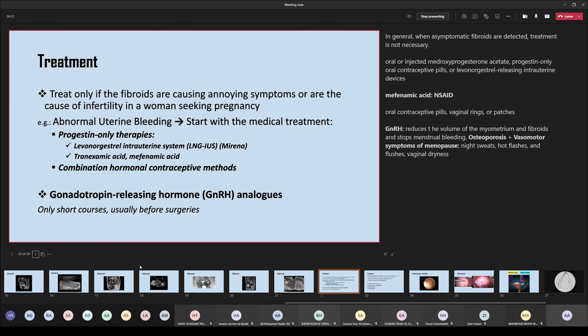So in this case, we start with medical treatment. We start with progesterone-only therapies. We start with progesterone oral contraceptives. We can also insert an intrauterine system, the levonorgestrel intrauterine system, because it releases progesterone. Other medications are also for the symptom itself. Again, tranexamic acid and mefenamic acid reduce the bleeding.